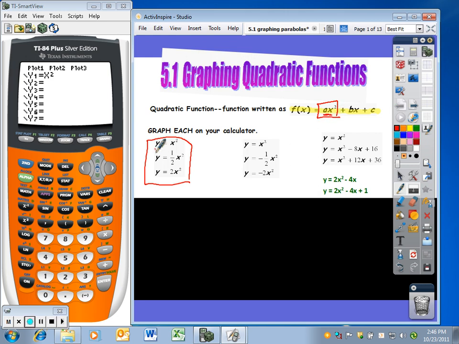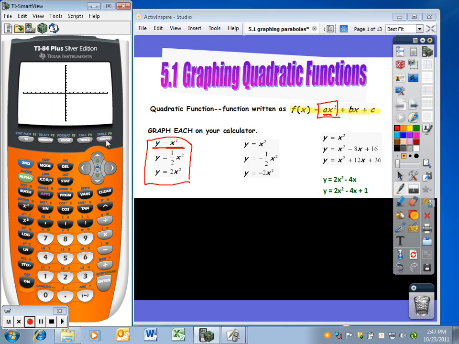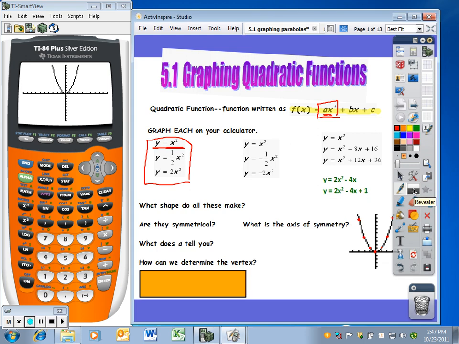So notice a general parent function of a quadratic equation is y equals x squared. And that's what I have on my calculator. Let's take a look at what that looks like. Let me see if it's on. There we go. And we have that basic U-shape. That U-shape we call a parabola. So all quadratics will make the shape called a parabola, which is a U-shape.